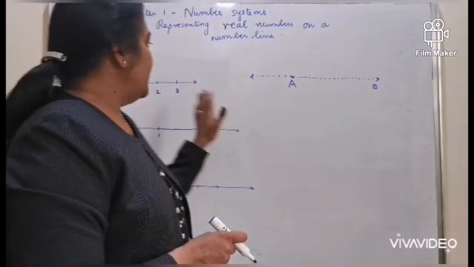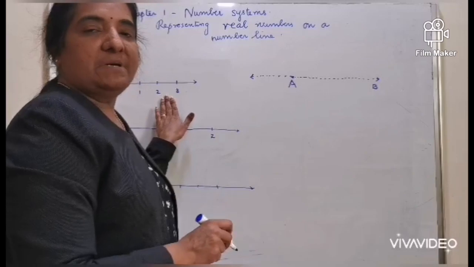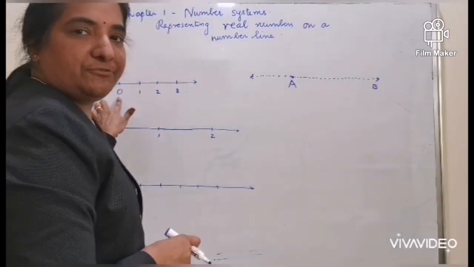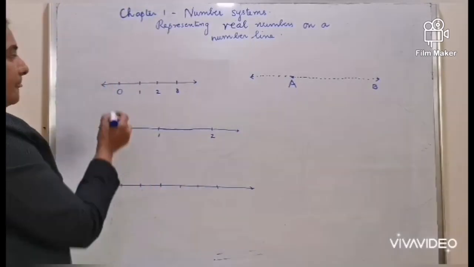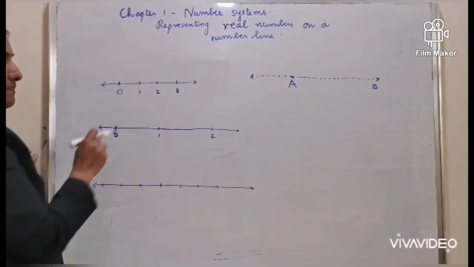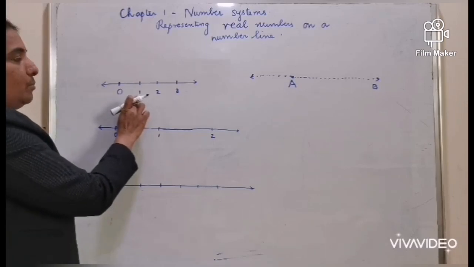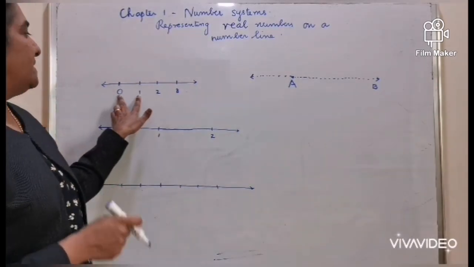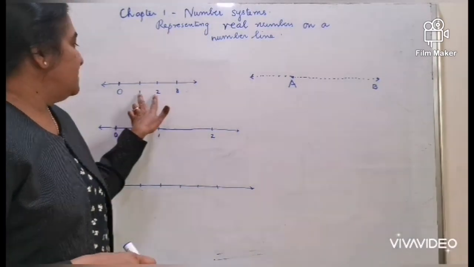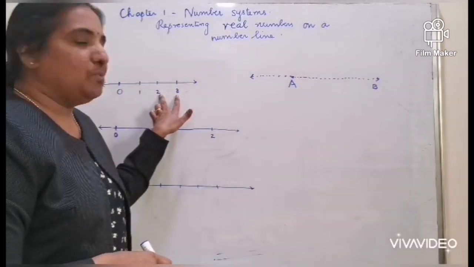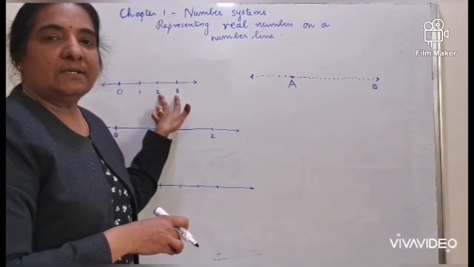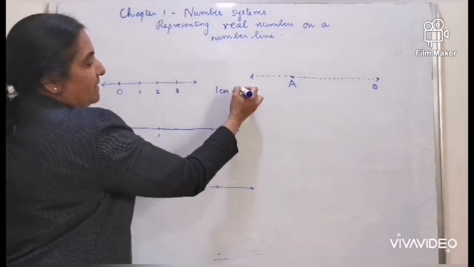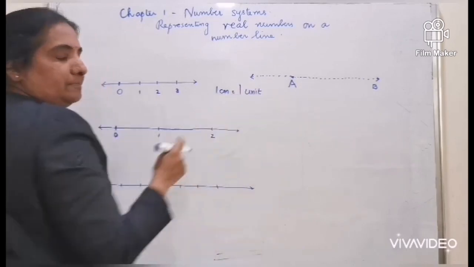A number line is a line in which the numbers are plotted at equal distances. Look at figure 1, where you can see 0 is plotted. Next to 0, the consecutive numbers 1, 2, 3, etc. The distance between 0 and 1, between 1 and 2, between 2 and 3 is constant. That is, maybe 1 centimeter on your scale. We take it as 1 unit.